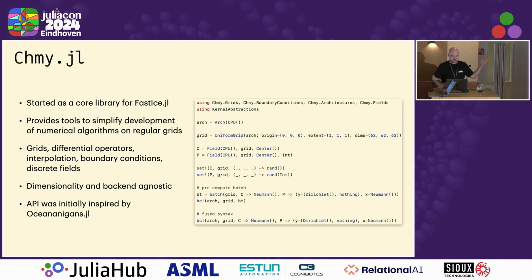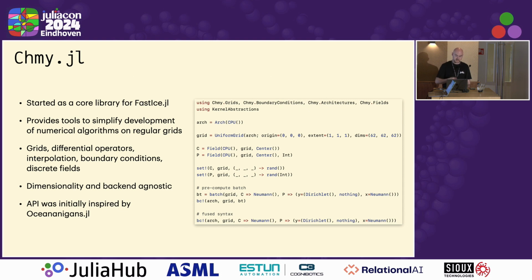So here you can see a code snippet of what it looks like to use some of the features. We can create a grid. Here in this case, it's a uniform grid. It can also be non-uniform. We allocate some fields on a particular backend. In this case, it's a CPU. We initialize these values. And then we can apply these boundary conditions.